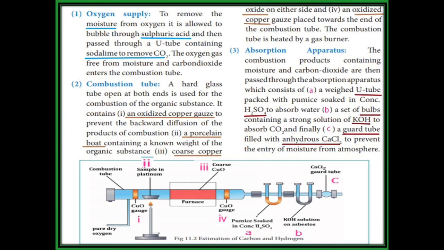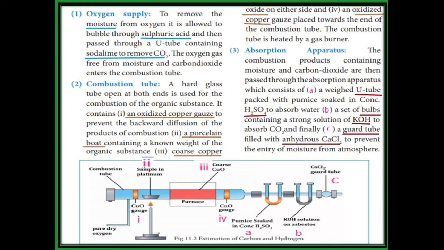That U tube is packed with concentrated sulfuric acid, which absorbs the water. And the B U tube contains potassium hydroxide. That potassium hydroxide absorbs the carbon dioxide.